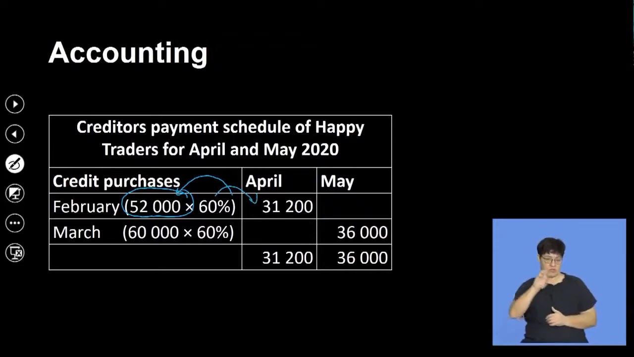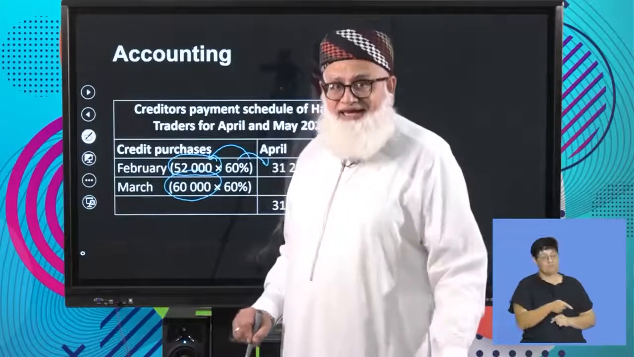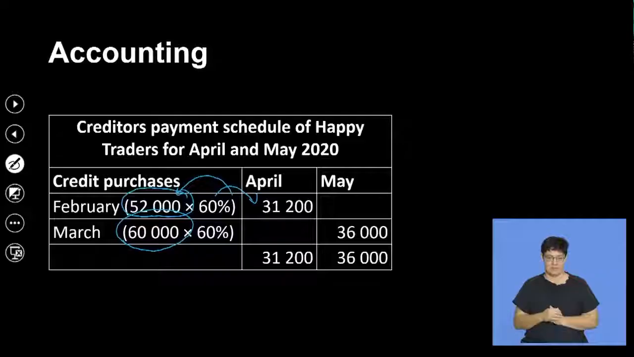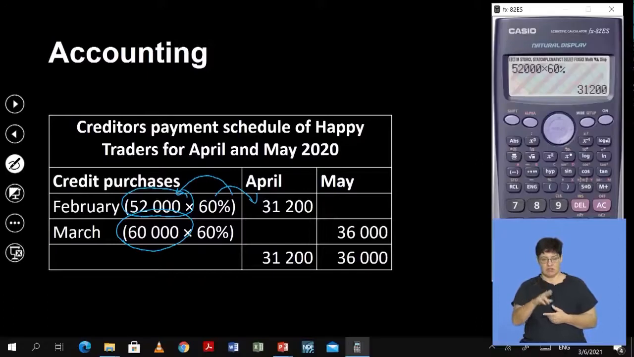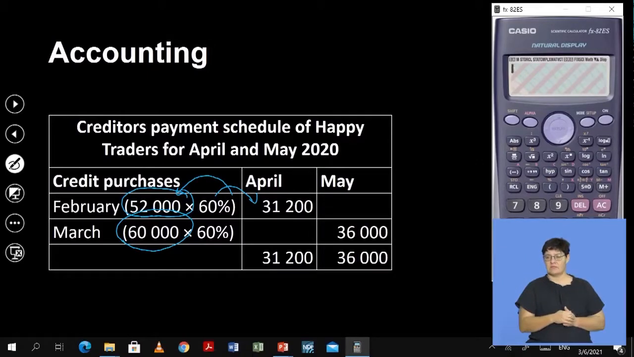31,200. Okay? Then you look at March, and once again, you find out that your total purchases is 60,000, right? 60% of that figure is on credit, okay? So you'll take 60% of 60,000. We can do it as a straightforward calculation. It would be 36,000 Rand. Let's just check on the calculator if our figure is correct. So we say, take the 60,000 times your 60%, and there you go, 36,000 is correct.